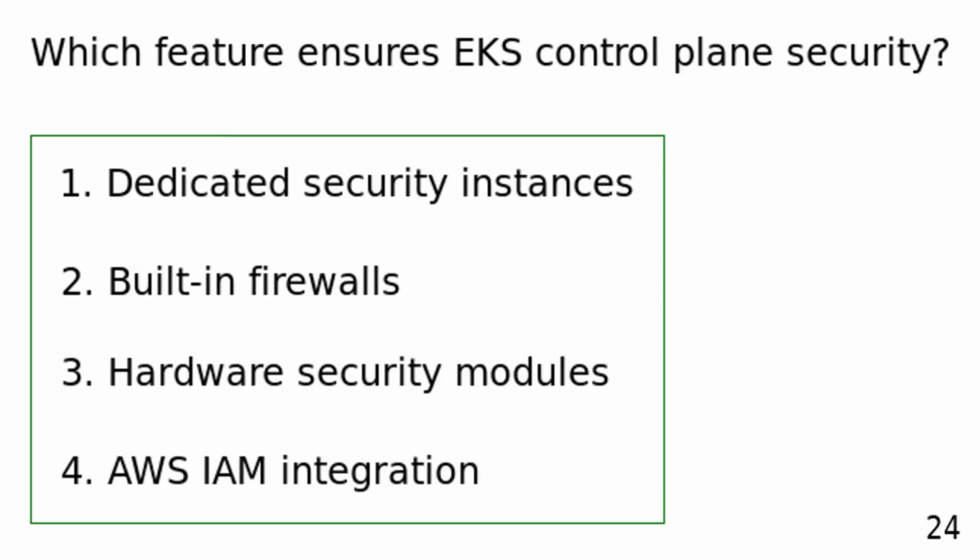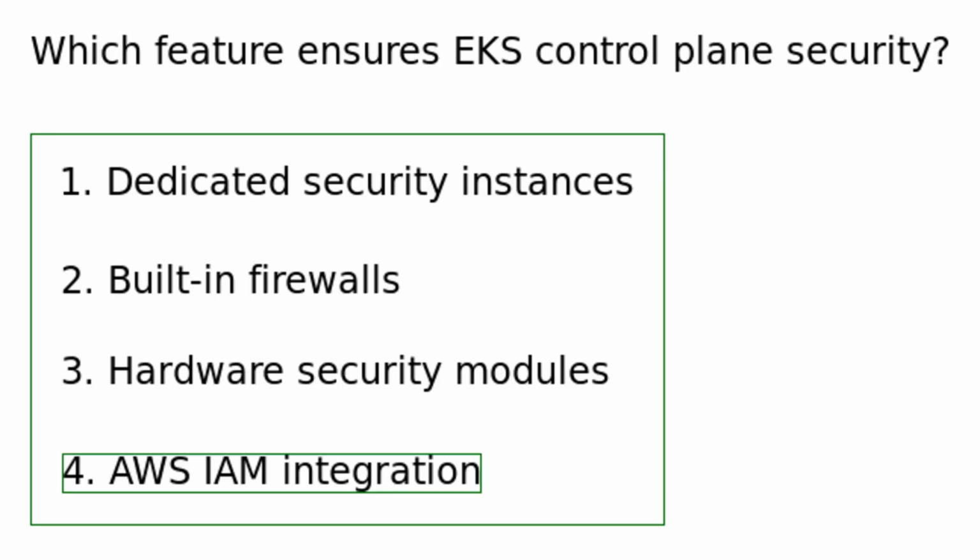Which feature ensures EKS control plane security? Dedicated security instances. Built-in firewalls. Hardware security modules. AWS IAM integration. EKS integrates with AWS IAM to provide fine-grained access control for your Kubernetes API server.